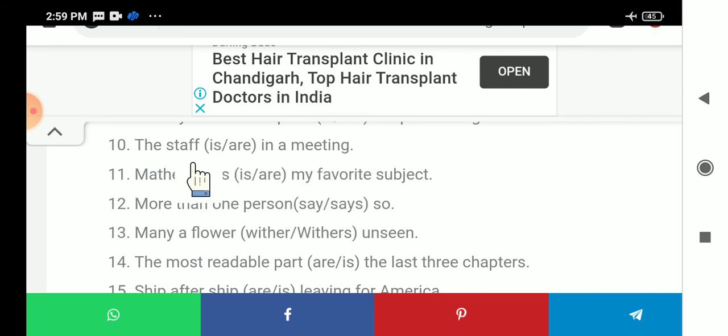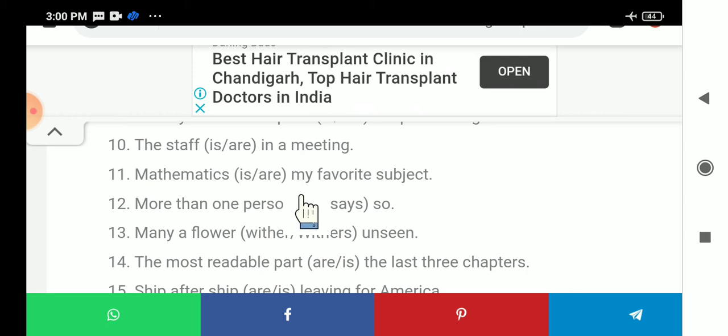Okay, the staff. Here the staff gives a single meaning, but it seems that they were plural subjects. There were more staff, so they are in a meeting. Okay, "are" is the answer here.